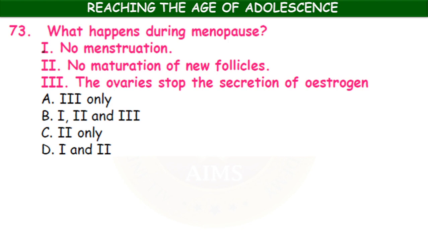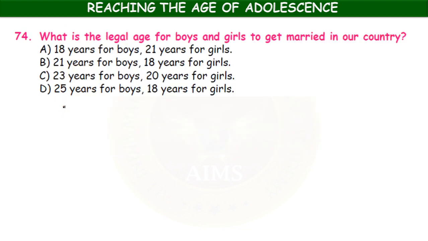What happens during menopause? No menstruation, no maturation of new follicles. The ovaries stop secretion of estrogen, meaning hormonal secretion is also not up to the mark. So all the three. What is the legal age for boys and girls to get married in our country? For boys it is 21 years and for girls it is 18 years. But now it has been changed, I think.